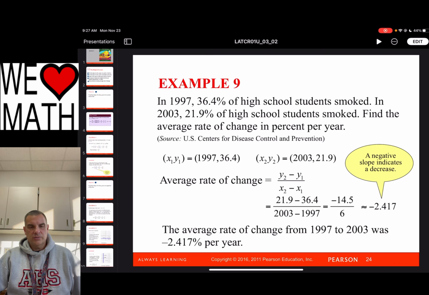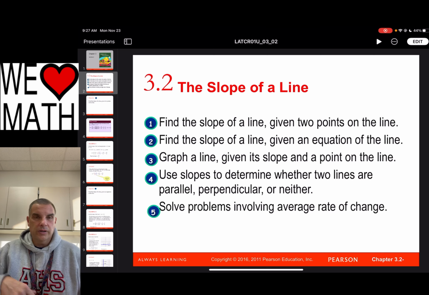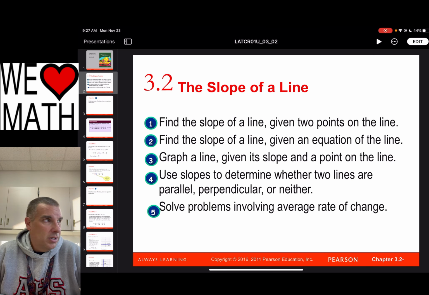These average rate of change problems are really always done in that same manner, where you're just going to find the slope. That's what average rate of change is. It's just the slope over a given time period.